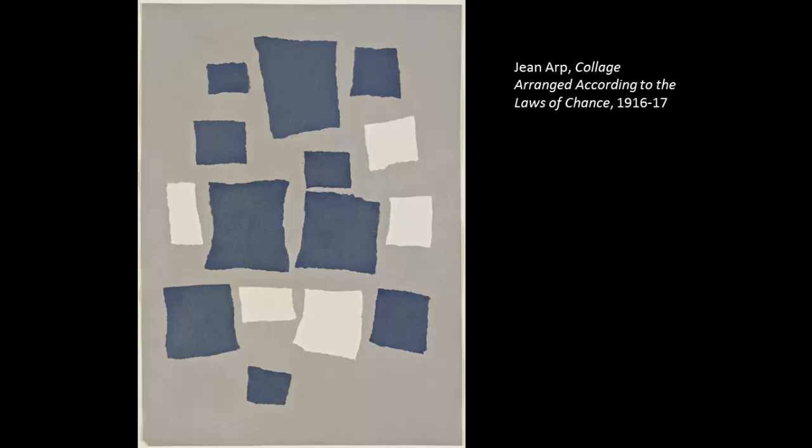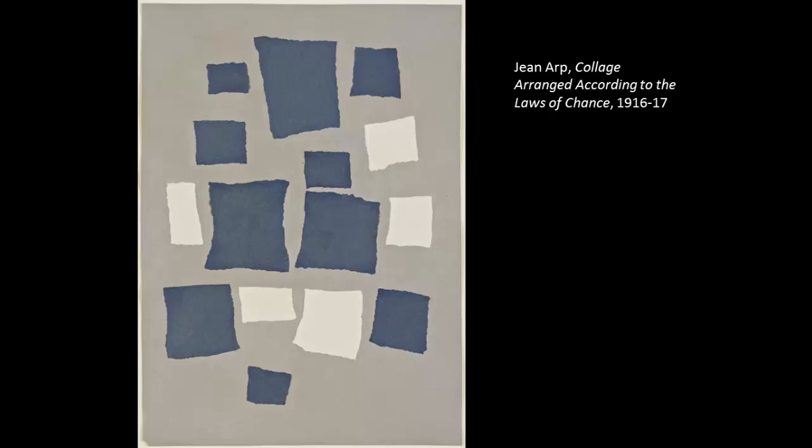So all Arp did to make this was to tear up pieces of paper and let them fall onto another paper background. And then he pasted them where gravity had chosen for them to fall, where chance had let them rest. It's a great example of the idea of anarchy and nihilism that is present in Dada. He probably did end up arranging them just a little bit into this sort of regular grid-like pattern. It does have some sense of aesthetic to it.